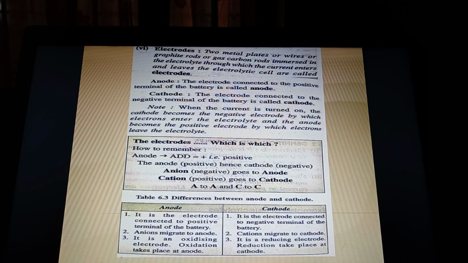So name the oxidizing electrode, anode. Name the reducing electrode, cathode. Please underline this point number 3, oxidizing electrode and reducing electrode.